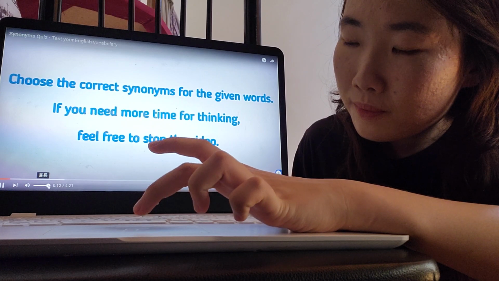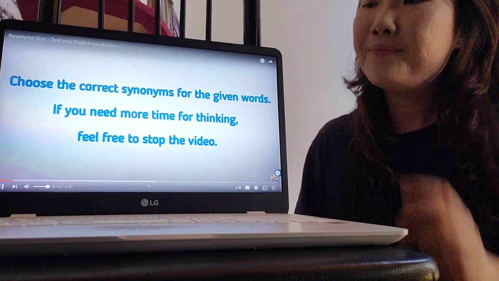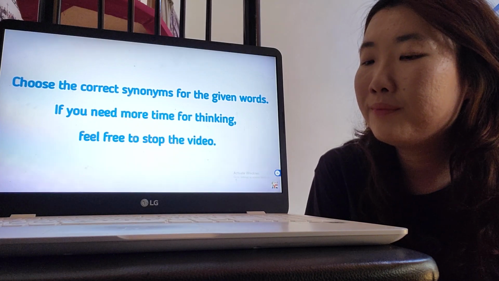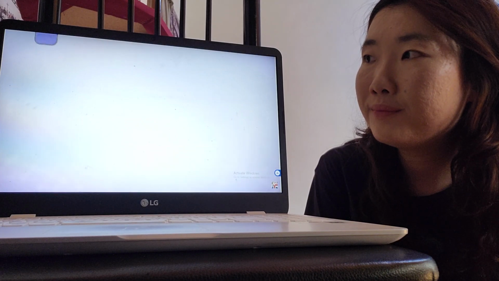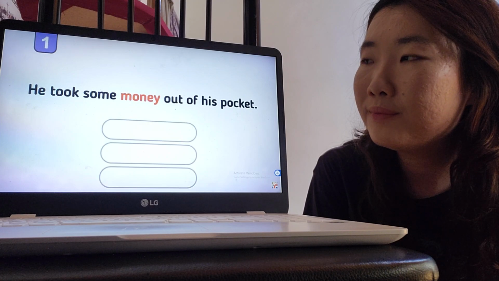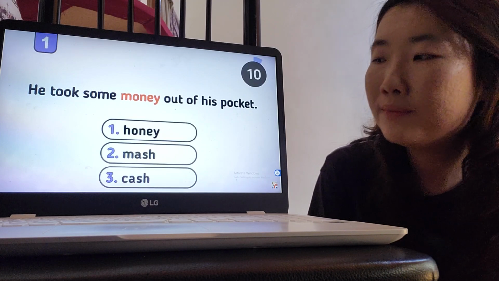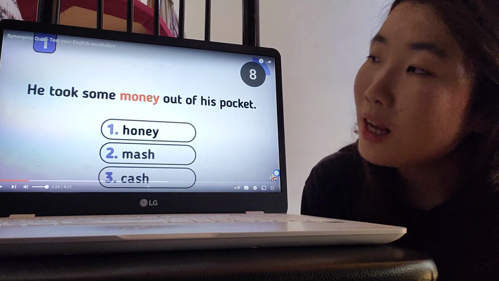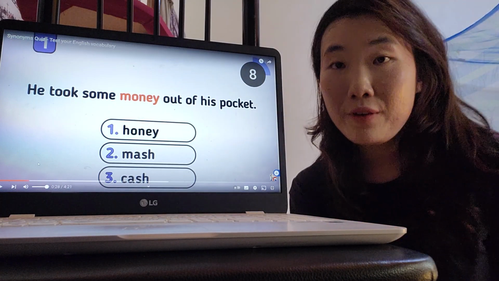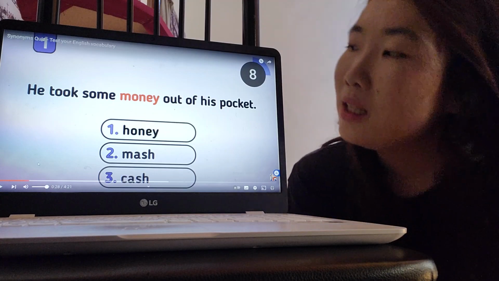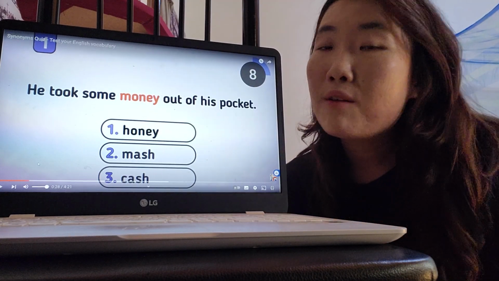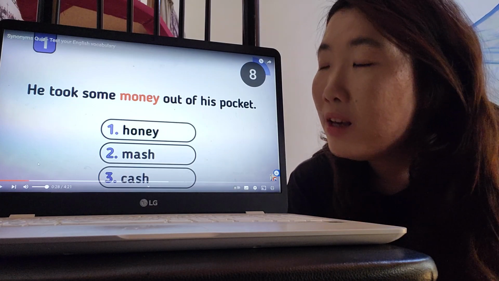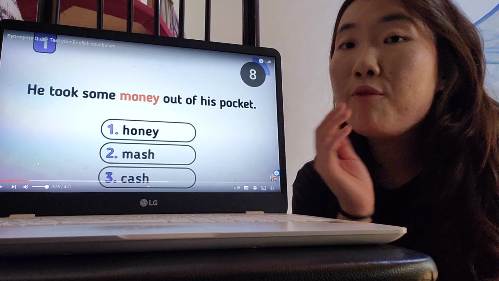Choose the correct synonyms for the given words. If you need more time for thinking, feel free to stop the video. Okay, all right, let me pause for a second. So it says he took some money out of his pocket. All right, so we can see money is in a red color, right? So what they're asking is to look for a synonym of money.